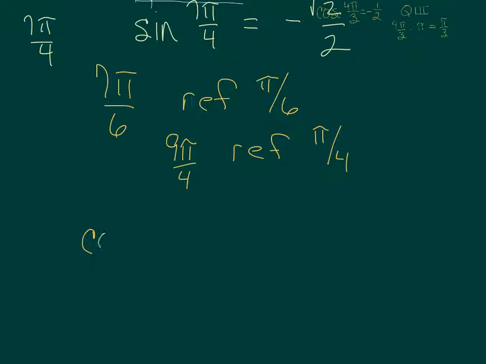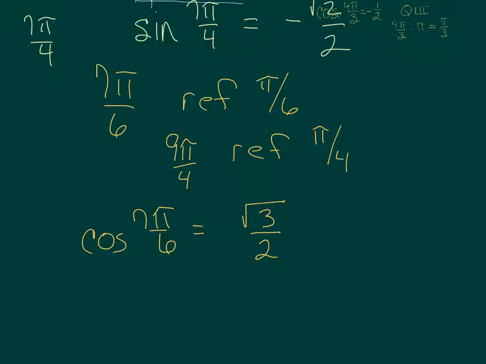We looked at 7 pi over 6. I want to find the cosine of 7 pi over 6. Okay. Reference angle is pi over 6. All right, so we know all about pi over 6. Cosine of pi over 6 is square root of 3 over 2. Now we just have to determine, is it negative or positive in quadrant 4? Positive. Okay, so the cosine of 7 pi over 6 is positive.